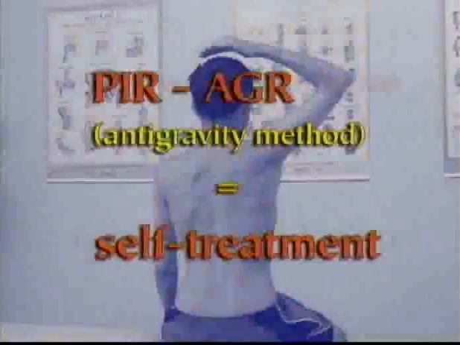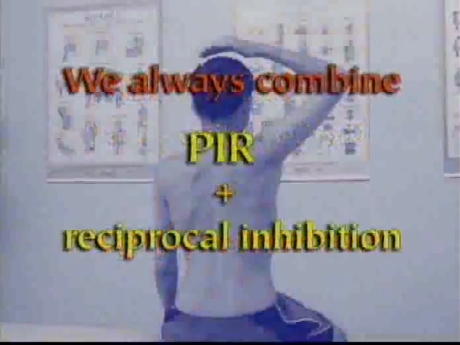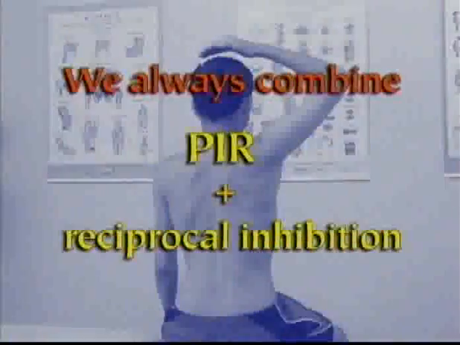The PIR method is immediately combined with reciprocal inhibition, which the patient can exercise himself by exerting strong pressure into the opposite direction.